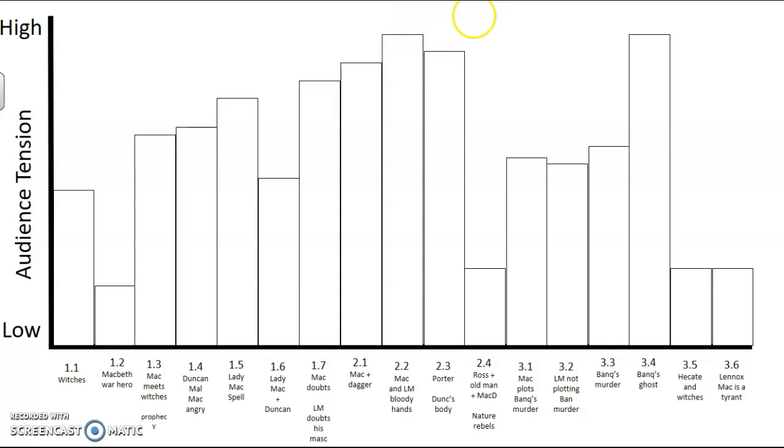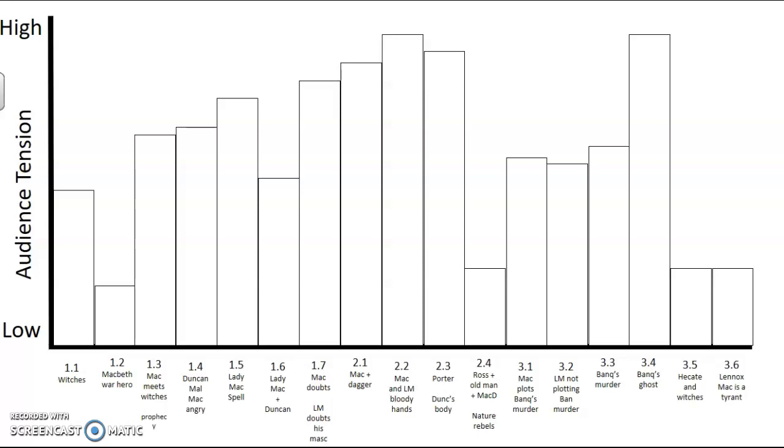And then it drops again, gradually, until we reach another massive height here with Banquo's ghost appearing. And then, after each moment of massively high tension, it drops again. The audience has their moments of respite, their moments of calm. Okay? Yours might not look like that. It might look like that. It's absolutely fine. It's your views on the tension.